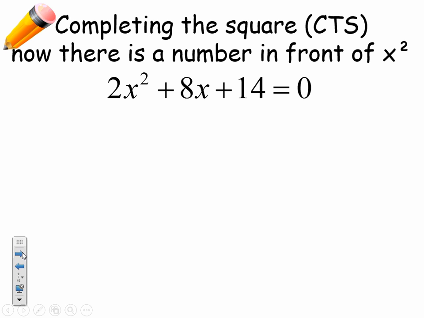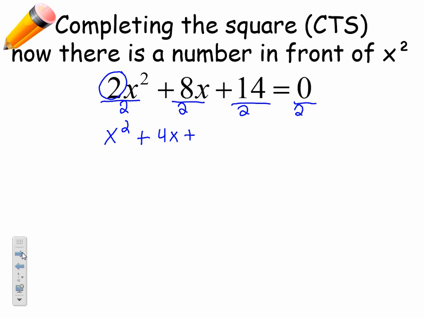Here we go. Now, our first step is to make sure our leading coefficient is 1. In this case, it's not. It's 2. So what we're going to do is divide absolutely everything by this number right here. So everything's going to be divided by 2. When we do that, we're going to get x squared plus 4x plus 7 equals 0.